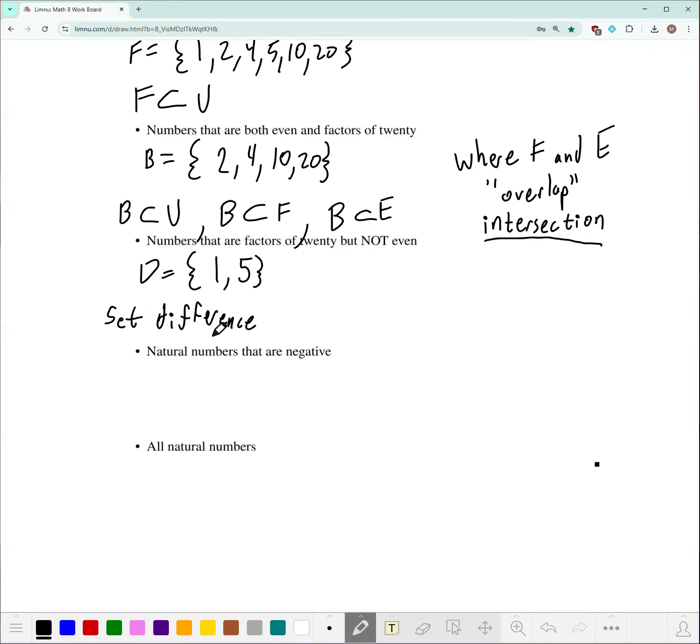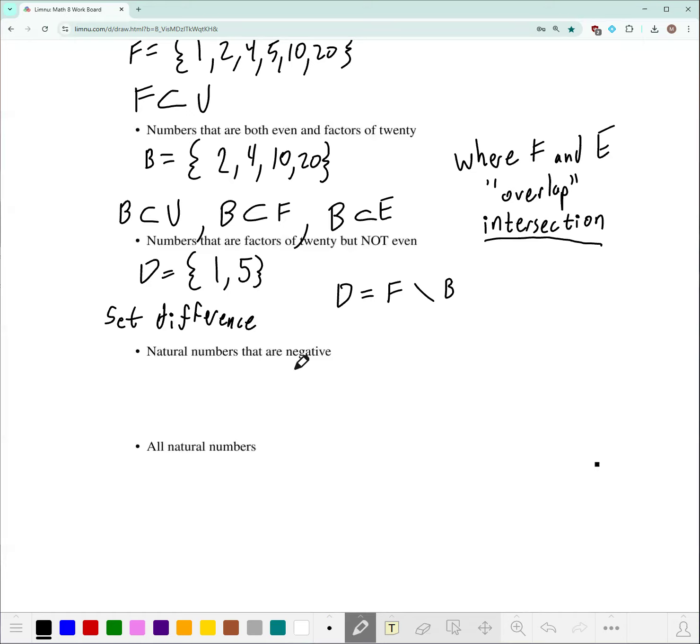And so set difference is probably something you're going to do implicitly, if not explicitly. One way I could say this is that D is when I take the set F and then I remove all of set B. B is our even factors of 20. Okay, so D is F subtract B. So again, this is called a set difference. D is all of the elements in the set F that are not also in the set B.